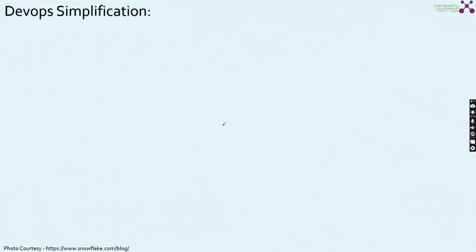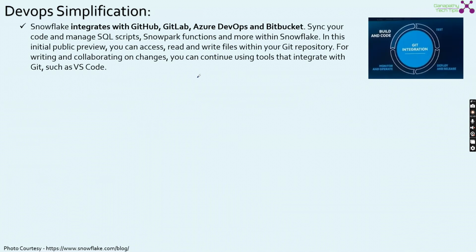And the other topic is all about DevOps simplification. There are a lot of new announcements on the DevOps simplification. First thing is the integration with GitHub. Snowflake integrates with GitHub, GitLab, Azure DevOps and Bitbucket. These are all well-known version control systems. So you can push the code to any of these and then interoperate with Snowflake using any of these version control systems. As mentioned, sync your code and manage SQL scripts, Snowpark functions, and more within Snowflake.